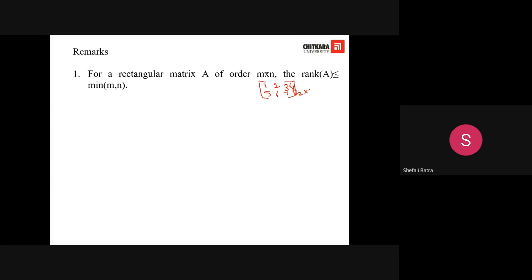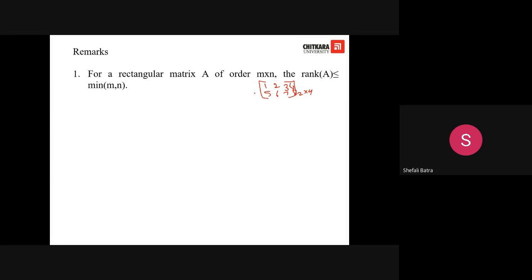Now, remarks or some results related to rank. For a rectangular matrix A of order m cross n, the rank of the matrix is less than or equal to the minimum of m comma n. For example, you have a rectangular matrix 1, 2, 3, 4 and 5, 6, 7, 8: 2 rows and 4 columns.